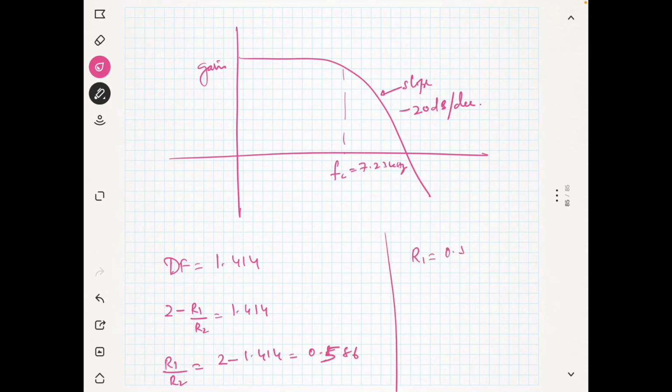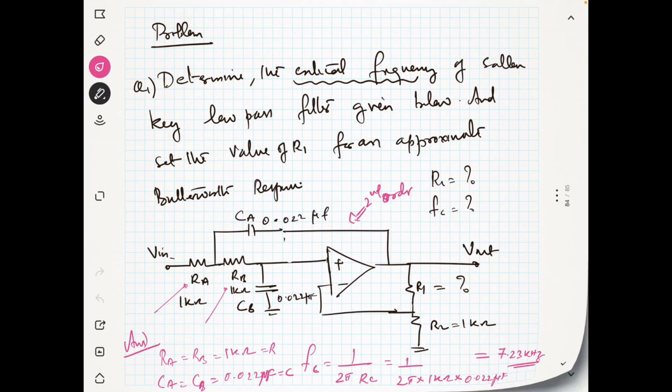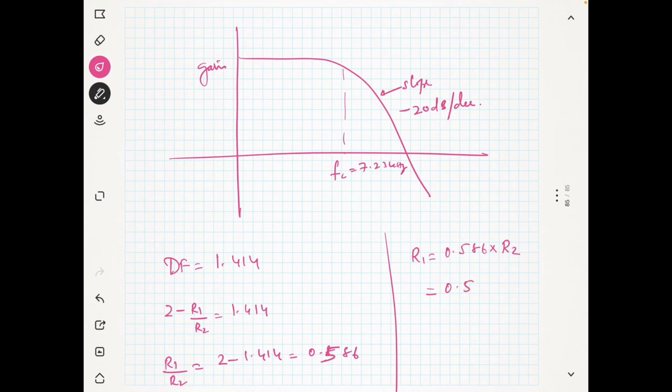So what is R1? R1 is equal to 0.586 multiplied with R2. R2 is 1 kilo ohm, so 0.586 into 1000 ohm. So this becomes 586 ohm. So you can find it. So this is the problem.